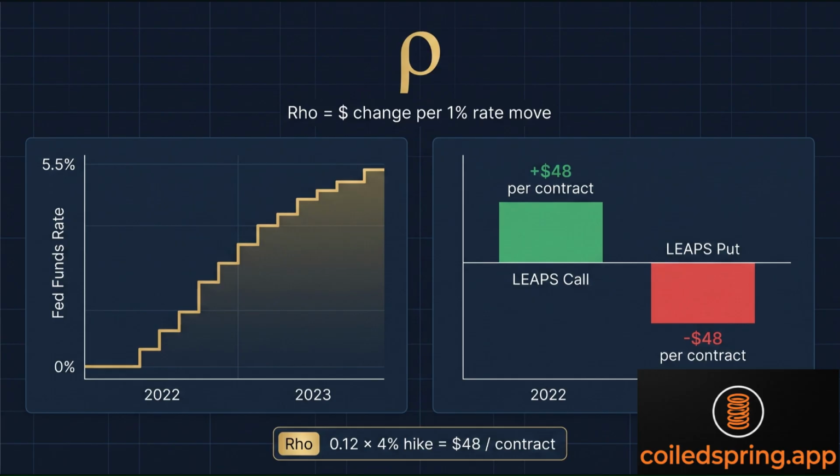You just need to know whether rates are likely to rise, fall, or stay flat over the life of your option, and factor Rho into your position sizing and expectations accordingly. It's the quietest Greek, but in the right environment, it's far from insignificant.